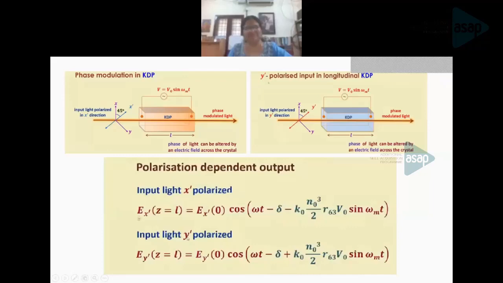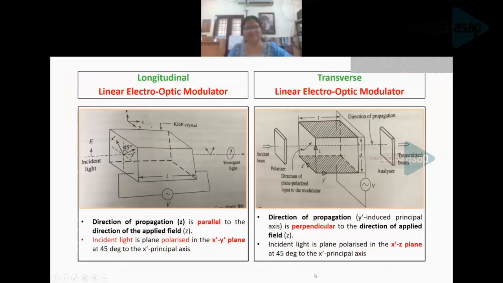Now here is the comparison between the longitudinal and transverse electro-optic modulators. Here you can see that the electric field is applied across the length of the medium. Here the electric field or voltage is applied across the width of the medium. The propagation direction is along Z, and the input light is polarized in the x prime y prime plane.